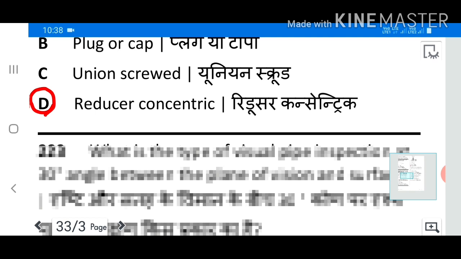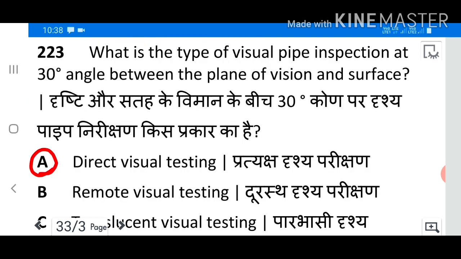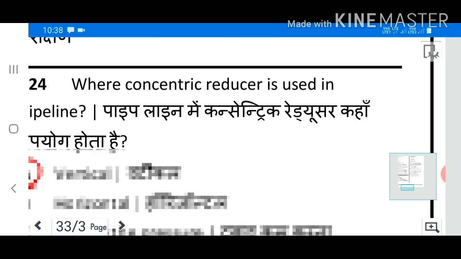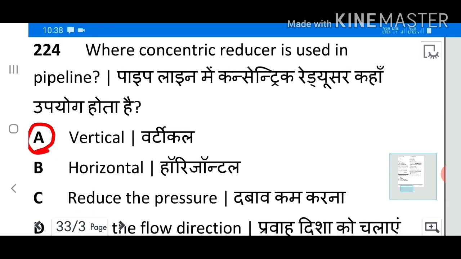223. What is the type of visual pipe inspection at 30-degree angle between the plane of vision and surface? Answer A. Direct visual testing. 224. Where is concentric reducer used in pipeline? Answer A. Vertical.